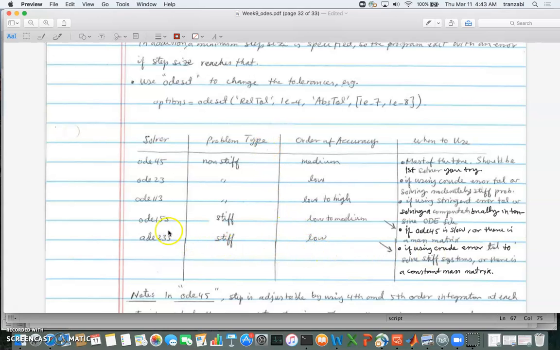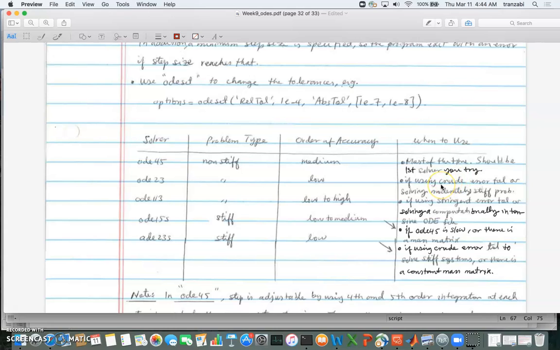For instance, ODE15S, you use that one if ODE45 is slow, or there's a mass matrix. We didn't talk about the mass matrix for now, so we can skip this part, but usually if ODE45 doesn't work, we're going to switch to ODE15S for stiff problems. Okay. There are other comments here. For instance, for ODE45, we're going to use this actually most of the time, and it should be the first solver that you're going to try.